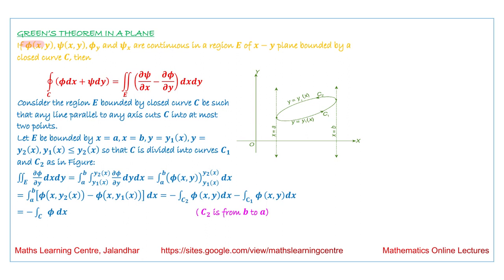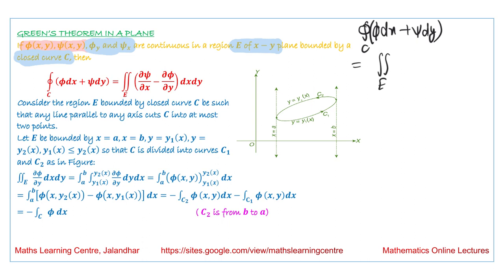We are saying we have the functions phi(x, y) and psi(x, y) that are continuous, and the derivative of phi with respect to y and the derivative of psi with respect to x are continuous in the region E of the xy plane bounded by the closed curve C. Then the theorem states that the closed integral over C of phi dx plus psi dy is equal to the double integral over E of (∂psi/∂x minus ∂phi/∂y) dx dy. So we are considering the region E.